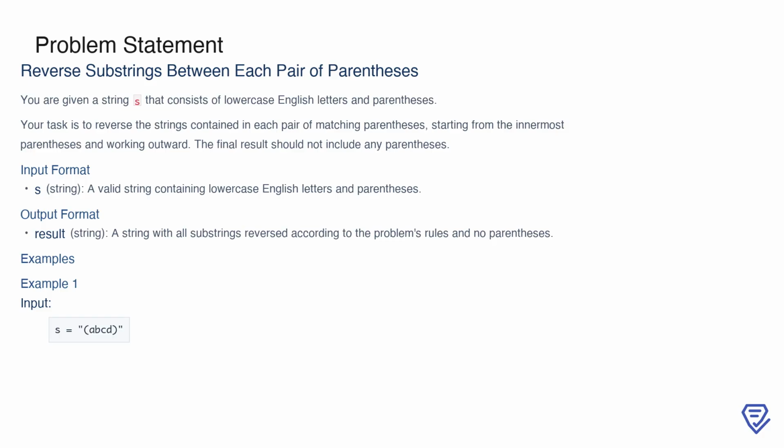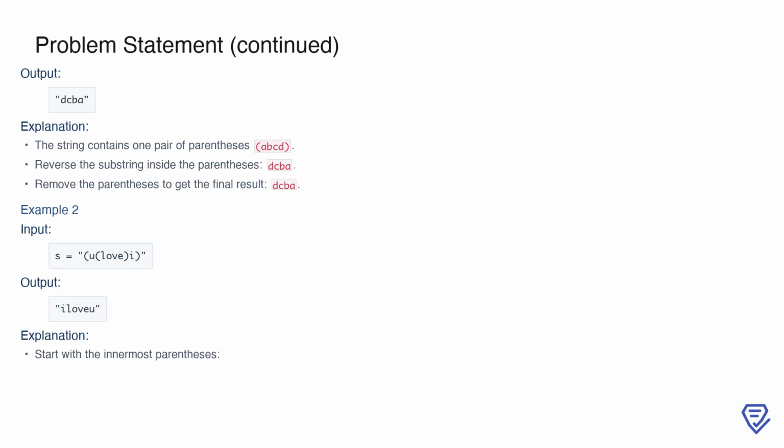Let's look at some examples to understand this better. In the first example, the input string is S equals (abcd). Here, we have just one pair of parentheses that contains the substring abcd. To solve this, we reverse the contents inside the parentheses, resulting in dcba. Once reversed, we remove the parentheses, and the final result becomes dcba.